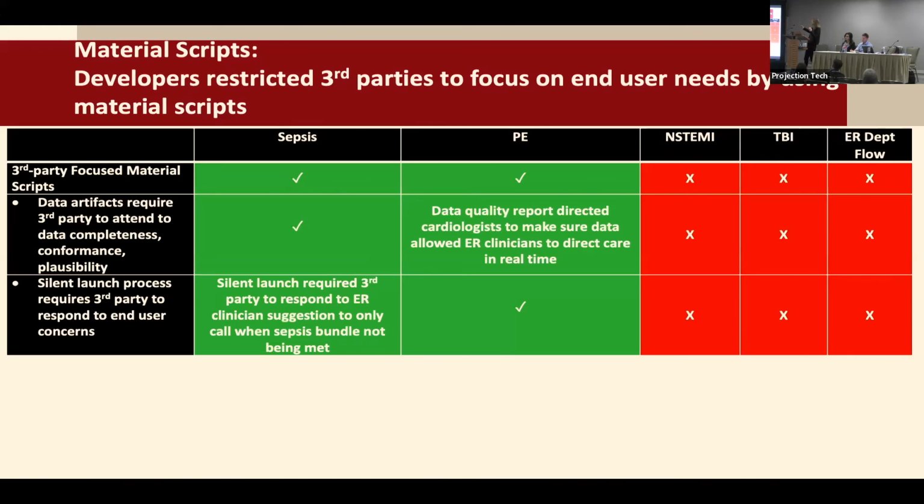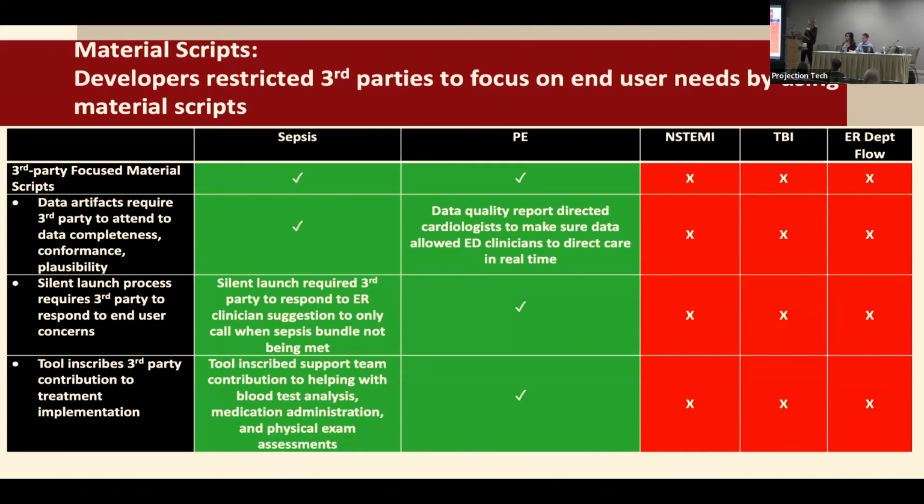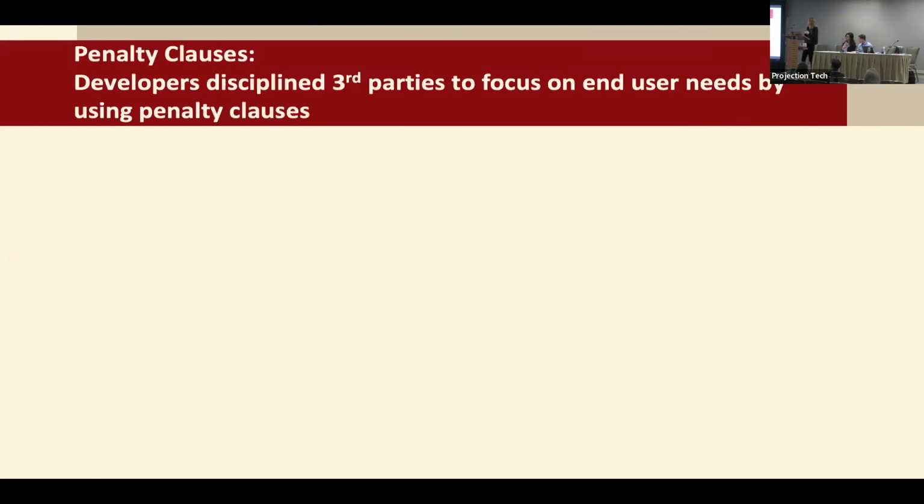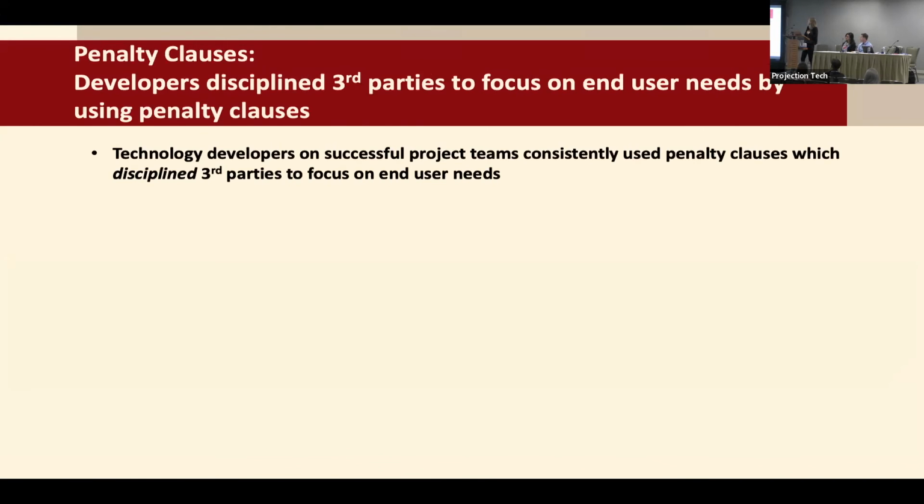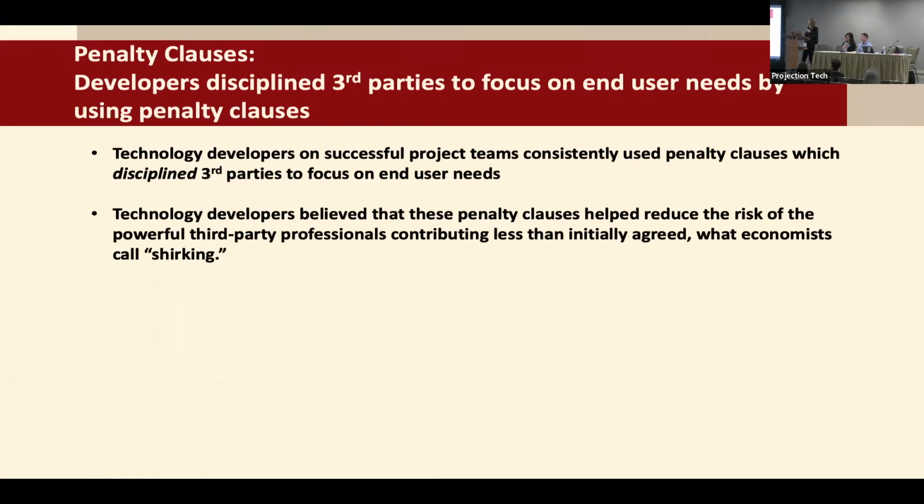And so one thing during the silent launch they realized is that the helpful support staff shouldn't be interrupting ER clinicians in the middle of resuscitation. So the idea is that silent launch was an important part here. And then finally, the tool itself inscribed certain things that the support team would do. So there were material artifacts which almost forced a focus on the end users. And then finally, penalty clauses, which are built in to prevent shirking.